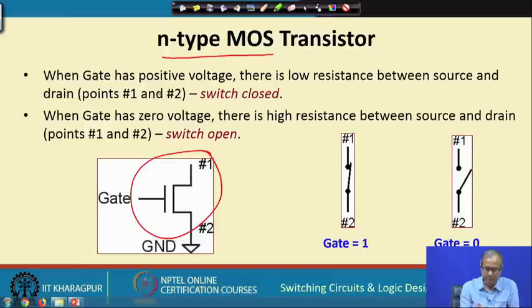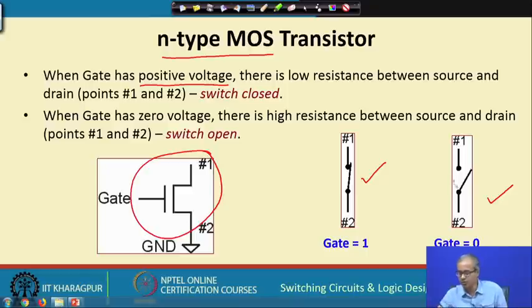When we apply a positive voltage on the gate, the switch is closed, as shown in this diagram. This is the equivalent circuit, and between points 1 and 2 there can be a current flowing. But if the gate is 0 voltage, the second scenario, this transistor will be non-conducting and there will be no current between 1 and 2. Equivalently, this switch has become open. So for an N type MOS transistor, when you apply gate 1, meaning high voltage, the switch is closed. If we apply 0, the switch is open.